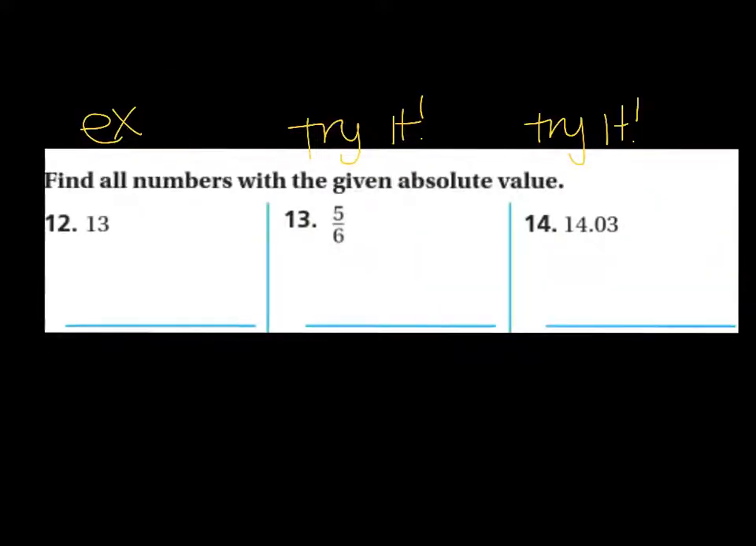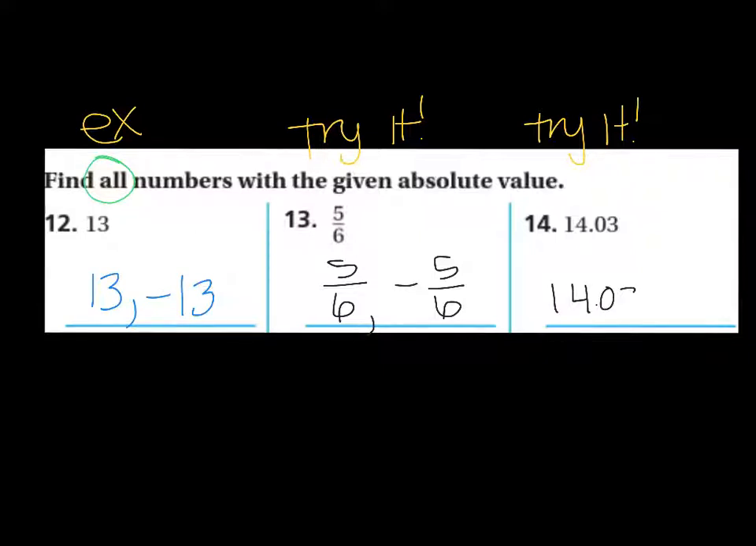Okay, here's another one. Find all numbers with the given absolute value shown. I'll do the example problem. So the two numbers that have the absolute value of 13 are 13 and negative 13. That's like the 7 problem I just did. Go ahead and try 13 and 14. Okay, so the absolute value of 5.6, the two numbers would be 5.6 and negative 5.6. And then for 14.03, 14.03 and negative 14.03. Because both of them have the same absolute value.